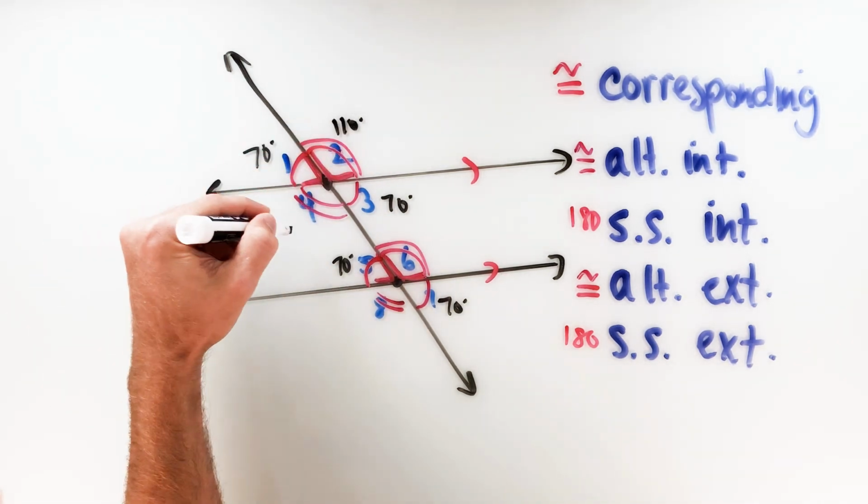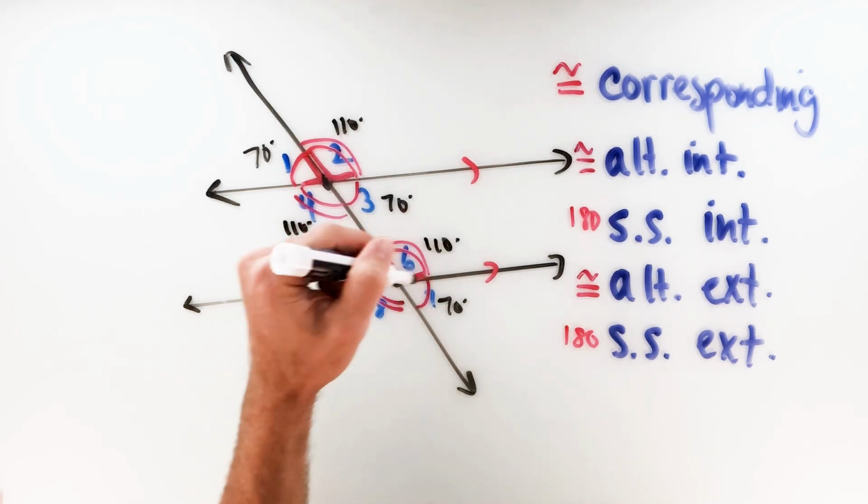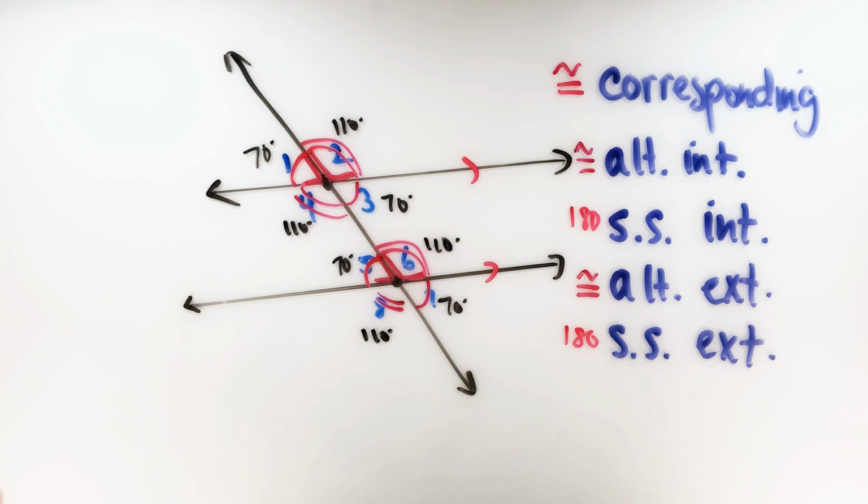And I can go around the horn here. This is also 110 because it's vertical. Corresponding angle straight down, 110. Vertical again, 110. Okay, so again, 8 different angles, but really only 2 different angle measures when those lines are parallel.